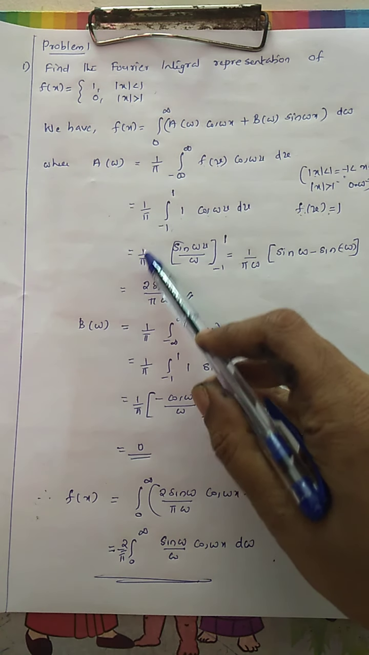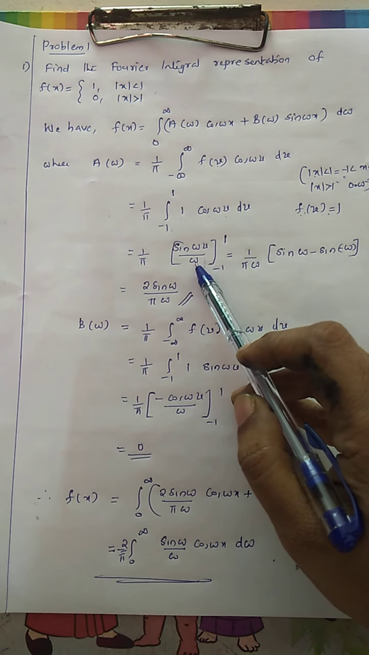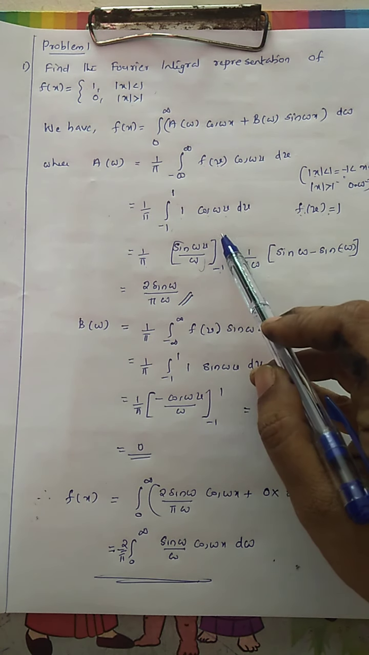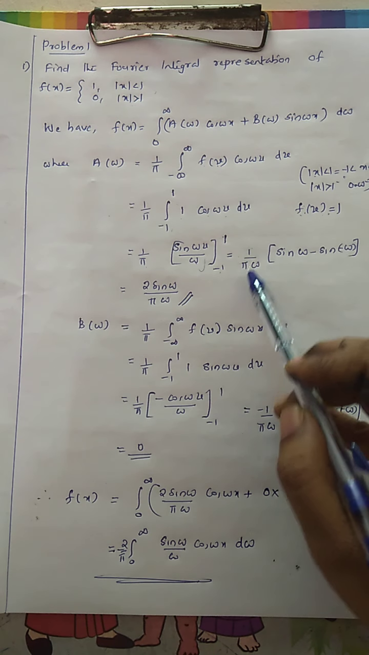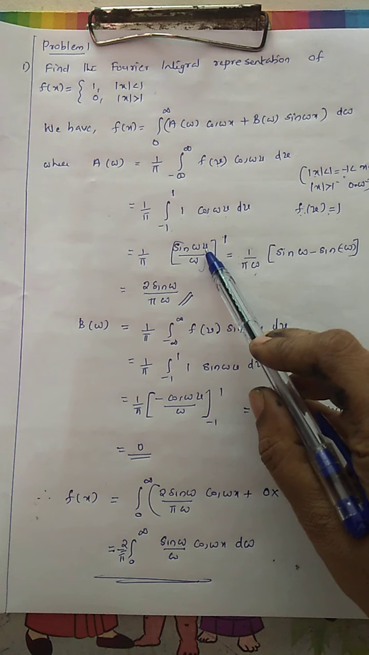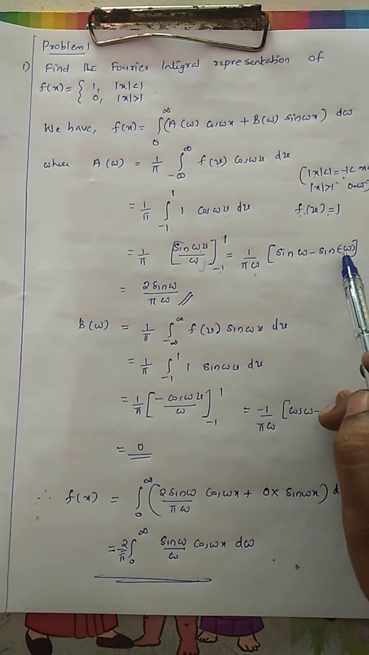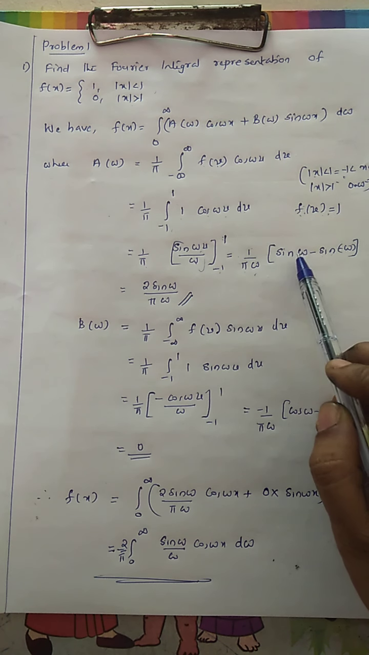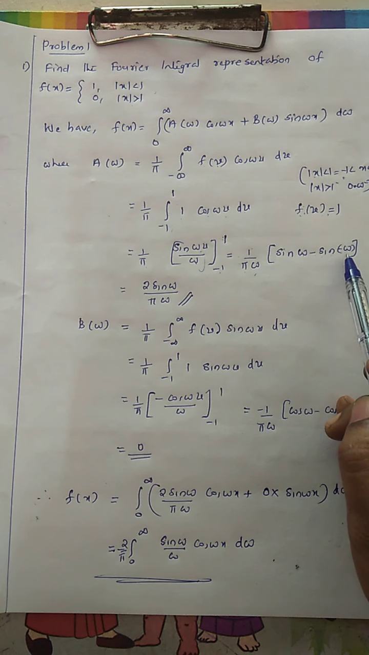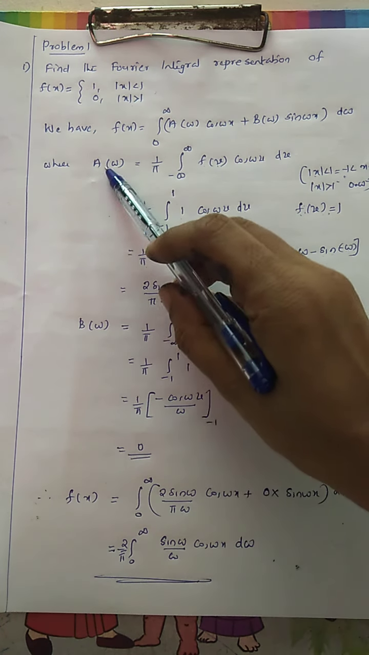Now integrate it: 1 by pi, the integral of cos omega nu is sin omega nu by omega, within the limit minus 1 to 1. So 1 by pi omega, and for the upper limit, substituting nu equal to 1 you get sin omega, and nu equal to minus 1 you get sin of minus omega. Sin of minus omega is minus sin omega, which becomes sin omega plus sin omega. So you have 2 sin omega divided by pi omega, which is a omega.